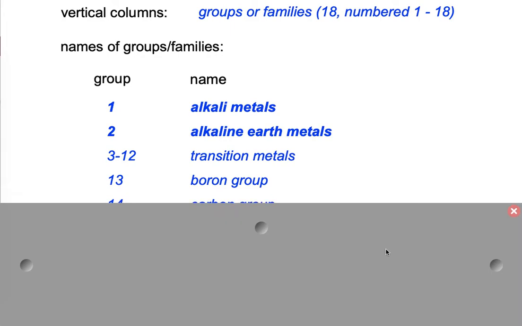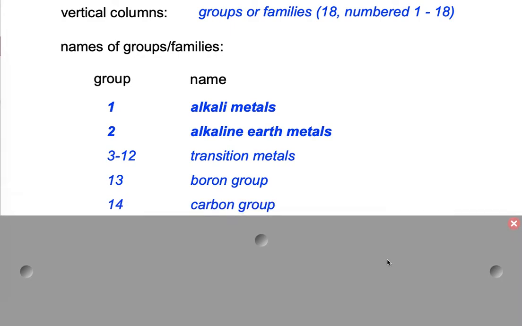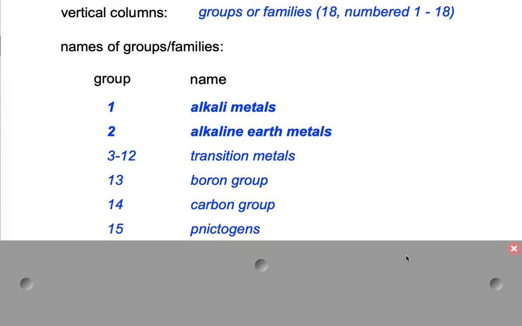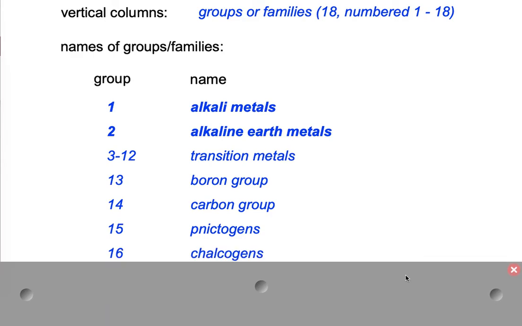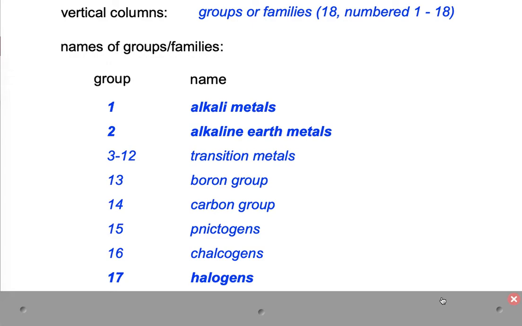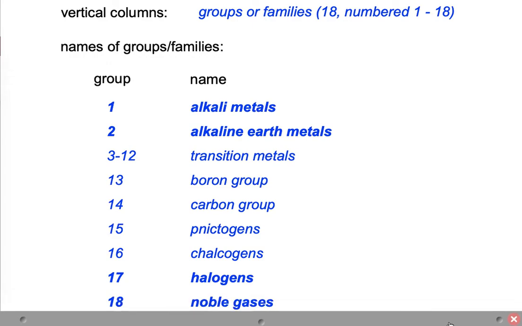Groups 13 and 14 have very boring names. 13 is called the boron group because boron is the element at the top. Group 14 is called the carbon group because carbon is the element at the top. Group 15 has a very unusual name. They're called the pnictogens. I don't know whether the P is silent or not. Group 16 are called the chalcogens. Group 17 are called the halogens. And group 18 are called the noble gases. The 4 groups that are in bold here, groups 1, 2, 17, and 18, I would like you to know the names of.